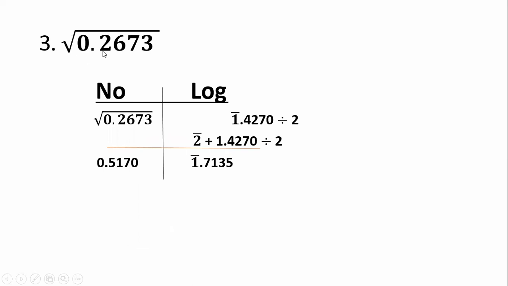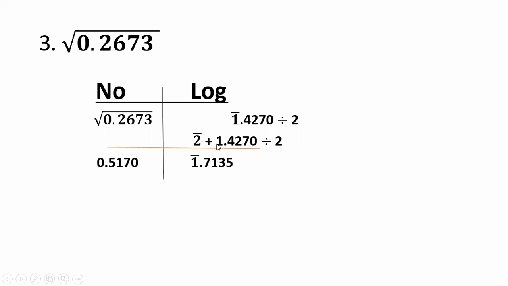The root now, square root of 0.2673. Square root. So that's division by 2. What's the integer? That's bar 1.427. After checking the table, divided by 2. Now, because of this, you cannot, because these are power. So you have to equate this. And how to adjust this is to, for every, when you are talking about square root, it means the numbers are grouped in 2. So this needs another number to complete the group. So you borrow that number, and that's why this number is changing to bar 2 plus, since you are borrowing, you are going to pay back bar 2 plus 1.